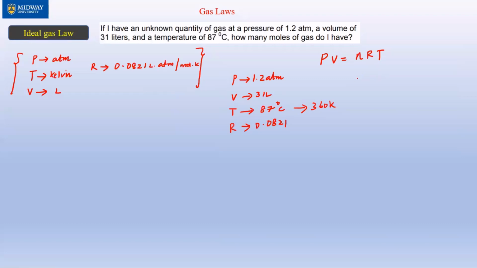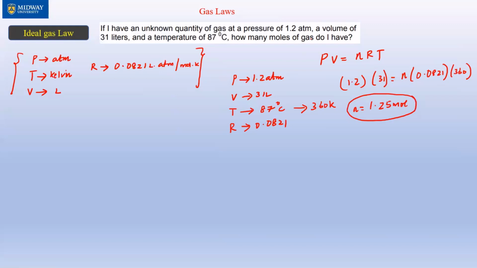All you've got to do is put it in this expression. So it's 1.2 times 31. Again, I'm not writing the units here for space constraints, but you can do that. So times 360. And you solve for n, that is, you multiply 1.2 times 31 and divide that by 0.0821, and then you divide that by 360. So that's 1.25 moles.